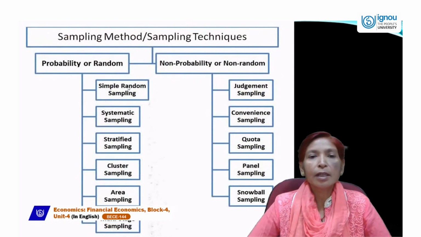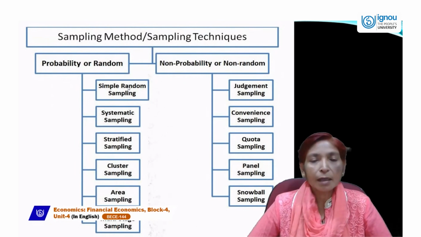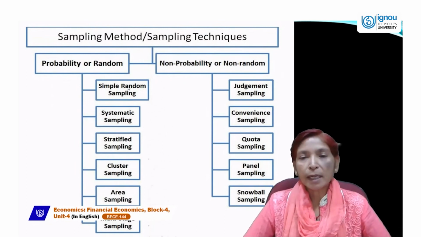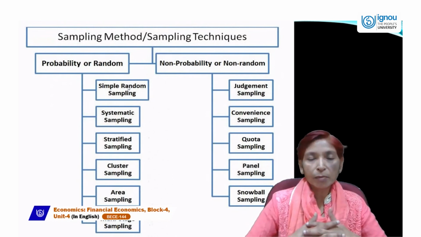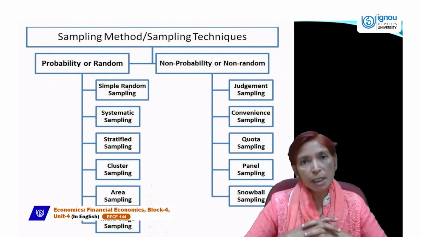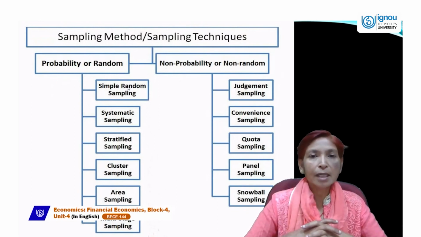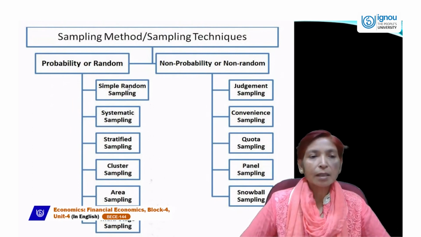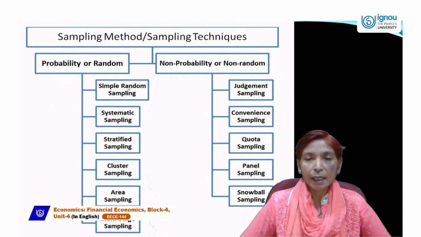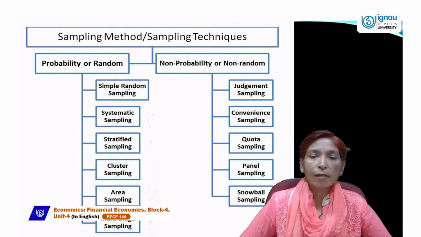Sampling techniques are generally of two types. One is probability, the other is non-probability. A sampling technique is a technique we use to collect data. Sampling methods are generally used where all the units are homogeneous, and sampling techniques can be classified into two parts: probability and non-probability. Probability or random sampling is the best way of sampling because in this we provide the chance for each and every unit to be included in the sample.